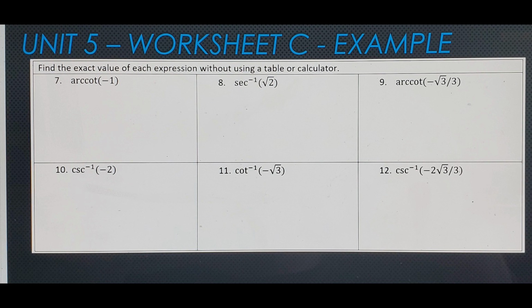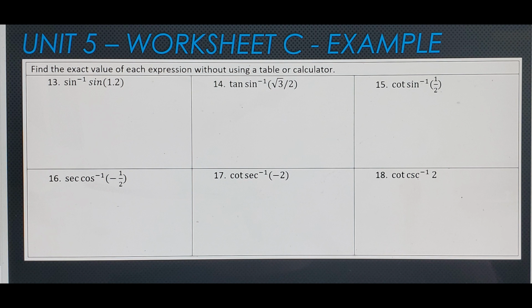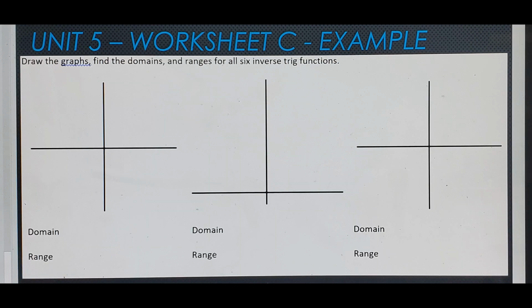Now, they didn't put a lot of parentheses on Worksheet C, so I apologize for that. There should be more parentheses, especially on 13 through 18. They should have parentheses around a lot of that, but they did not do that. Now, at the end of Worksheet C, it says, draw the graphs, find the domains, and ranges for all 6 trig functions. Like I said, this is something the kids last year had to do, and they had to memorize it. You guys will not have to do that because you can just copy it.